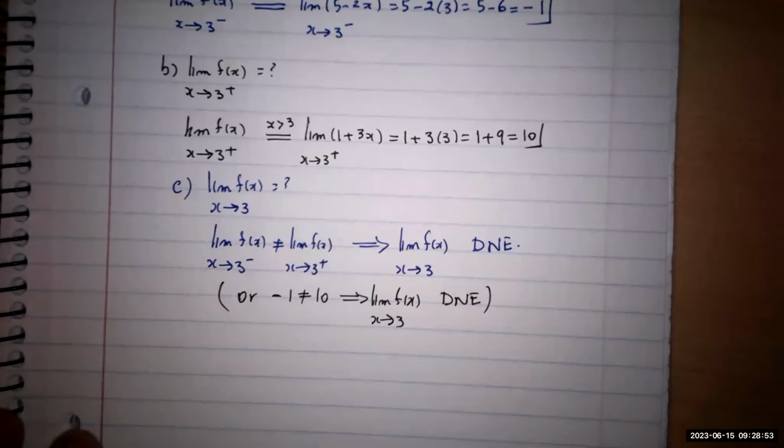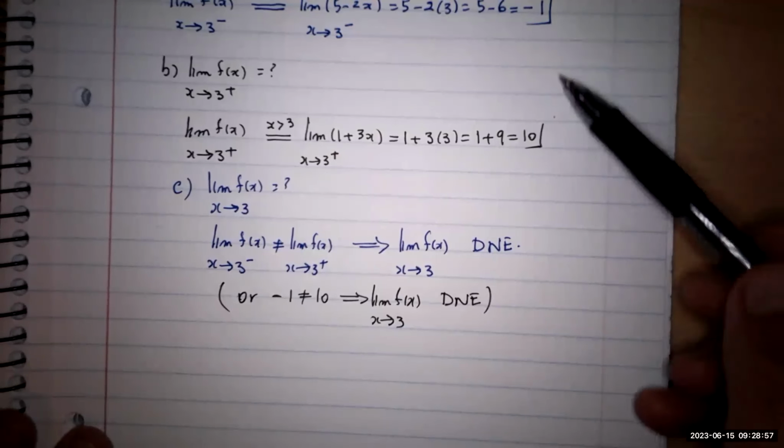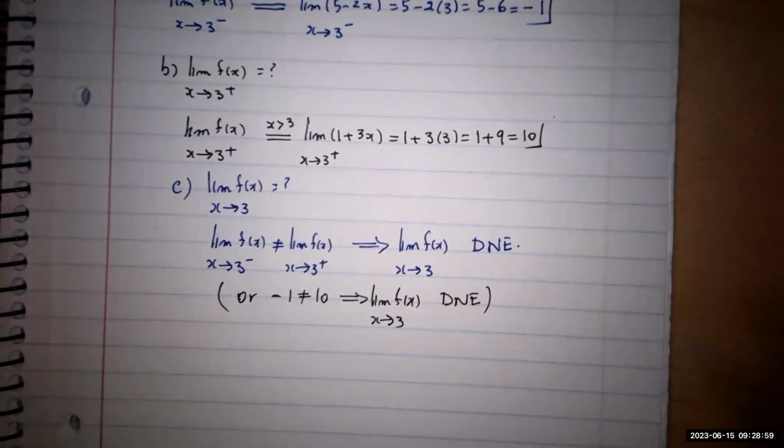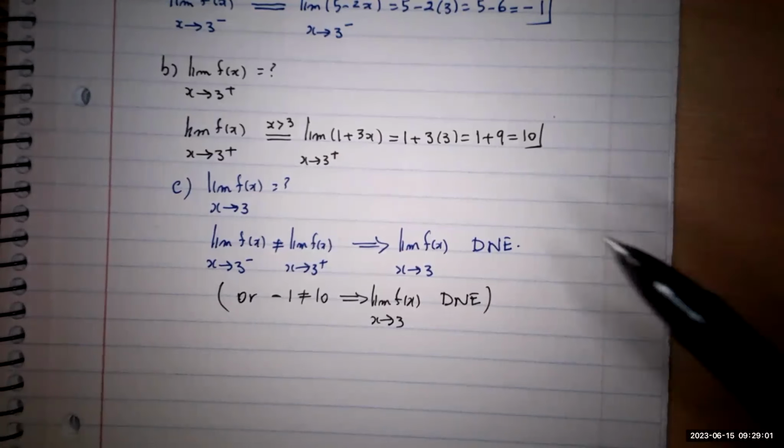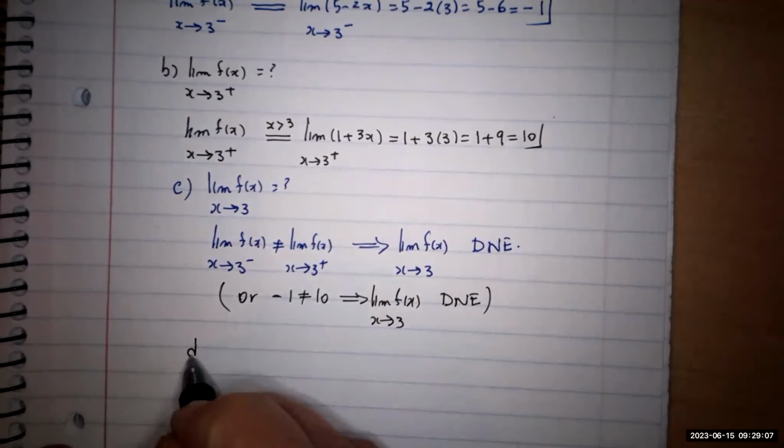So the other possibility is these two happen to be the same number. So that same number is going to be your limit. Okay. That's part C. Part D, they ask for the actual value, the exact value. What is f of 3?